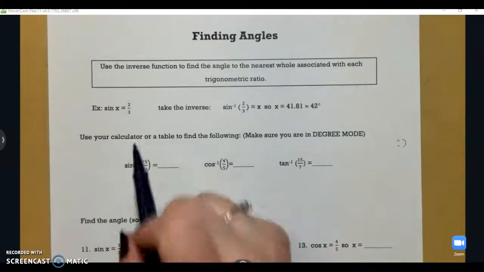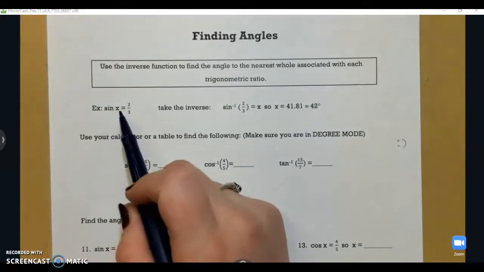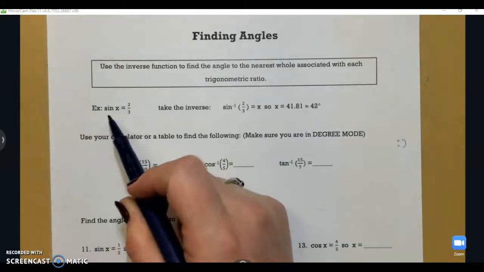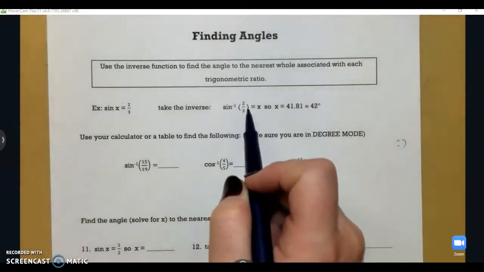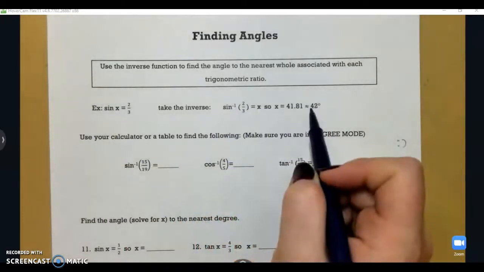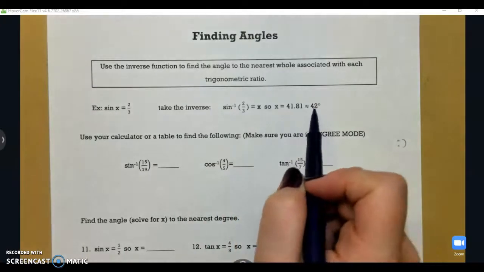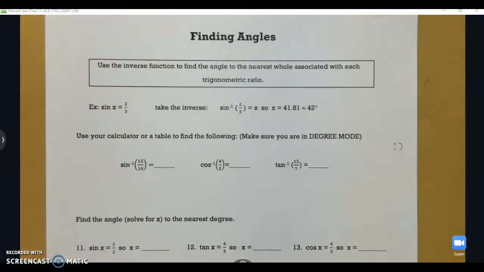on our calculator. So for example, if we know the sine of our angle is equal to 2 over 3, we can find that angle by taking the inverse sine of that ratio, and our calculator will tell us what x is, and we're always going to be rounding to the nearest degree. So these buttons are on our calculator.